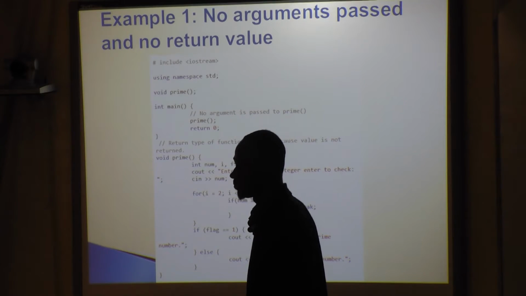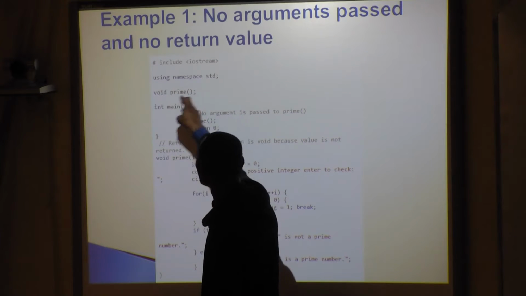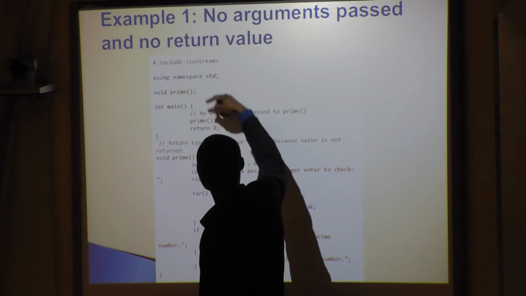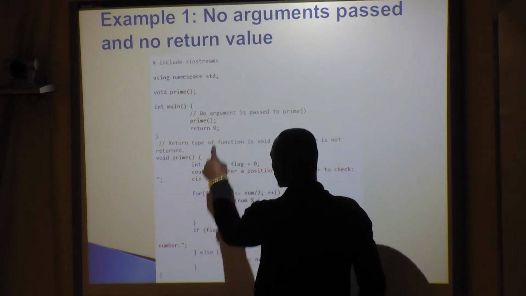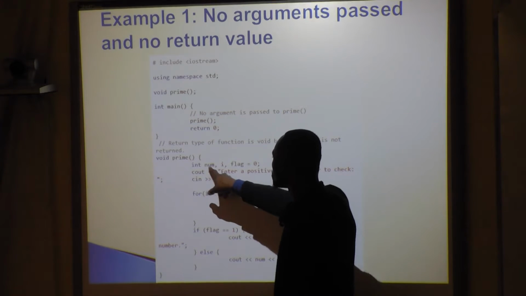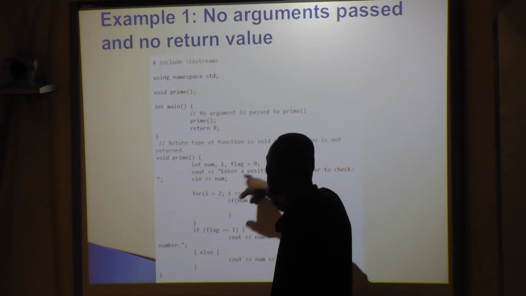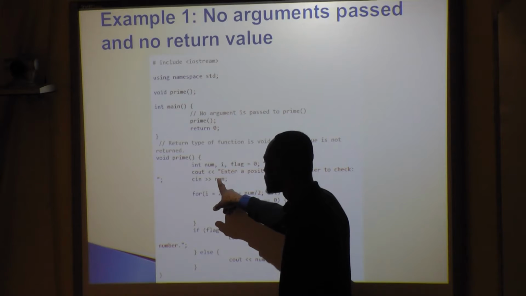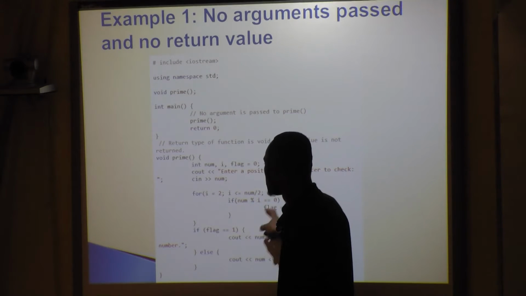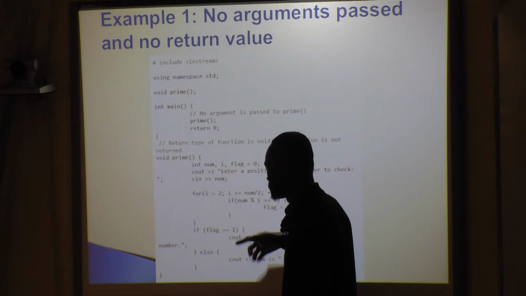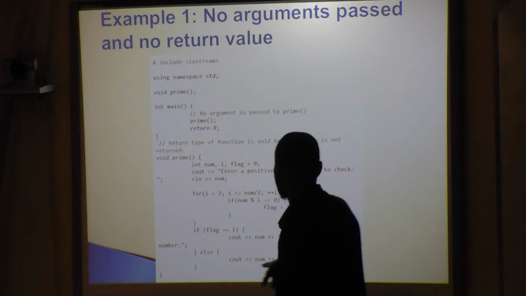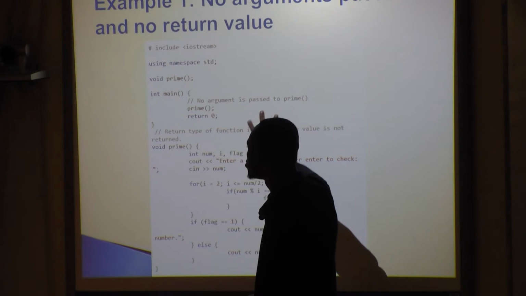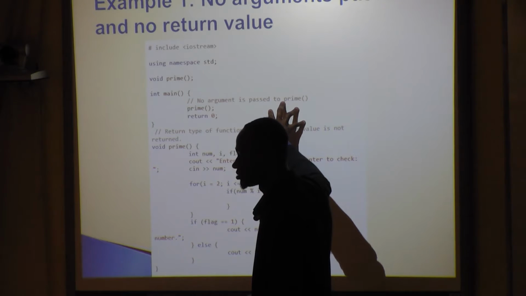It depends on you. In this case, this is the function that I create. When I arrive at my main function, I call this function that is here. In this function, what is happening? I have a value: enter a positive integer to check. And then I load this value as well, and this is what is happening inside, right? In the end, this is what I'm printing out. I'm not returning any values in this case, right?